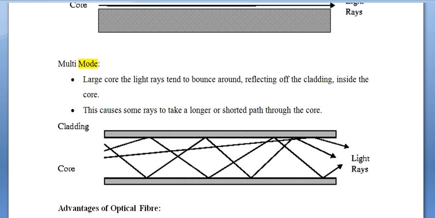Multi-mode. Large core: the light rays tend to bounce around, reflecting off the cladding, inside the core. This causes some rays to take a longer or shorter path through the core.